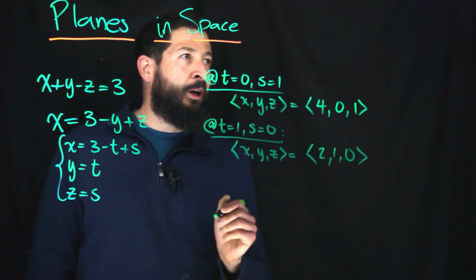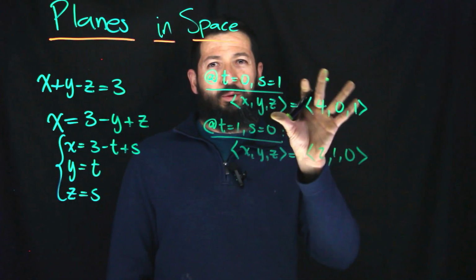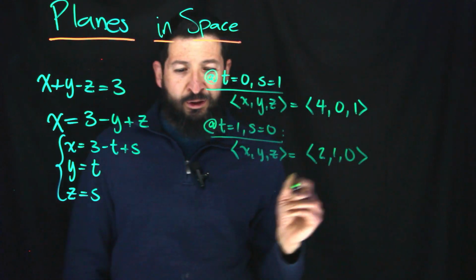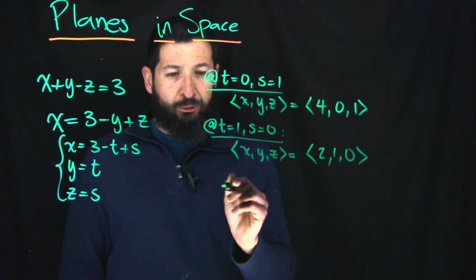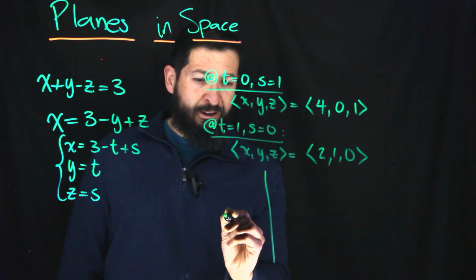And the reason why I prefer this method is because it's going to give me two vectors, and when I can draw two vectors, these two vectors generate the entire plane, and that's going to give me a much better idea as to what the plane will look like. So I'm going to draw it still here. I think I can still fit enough of it.